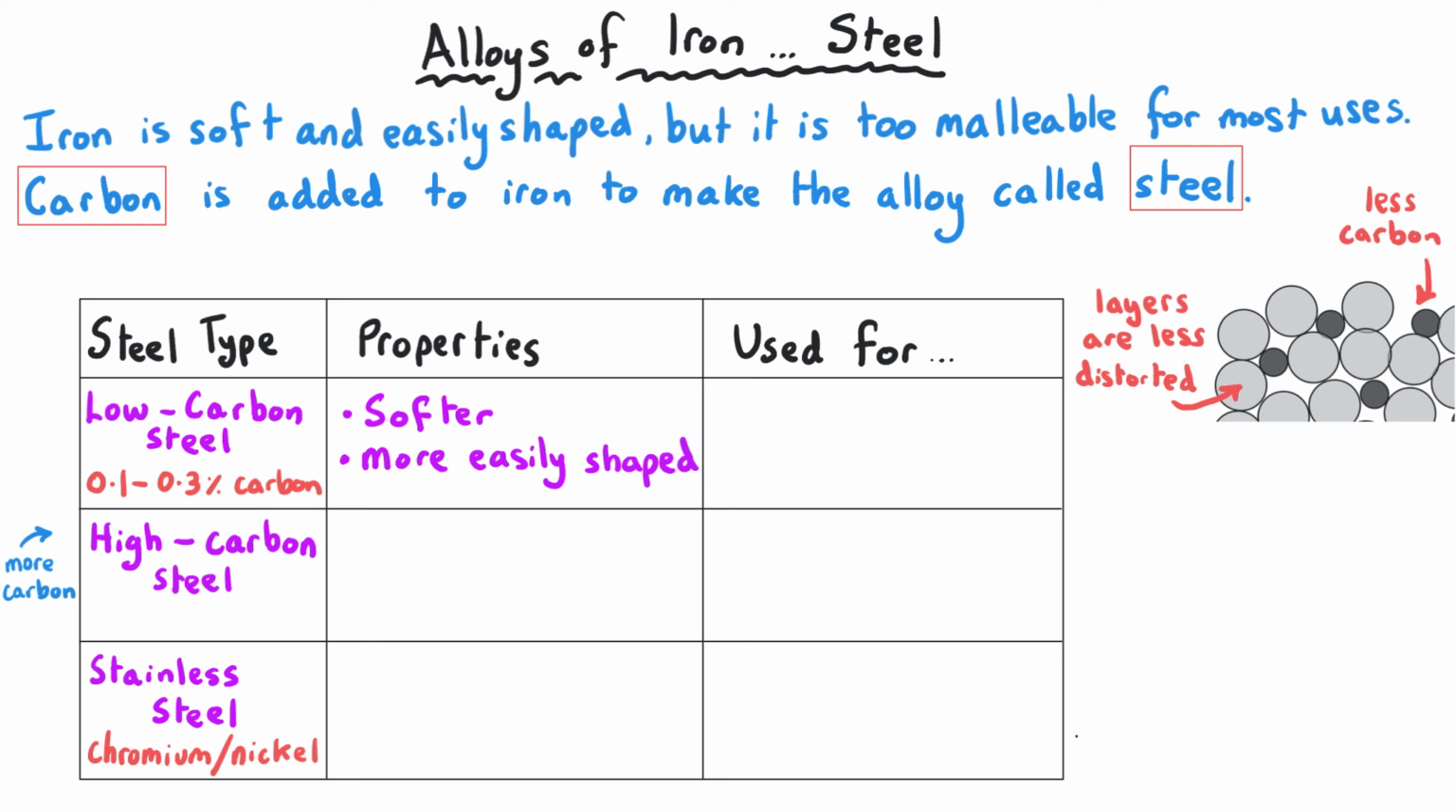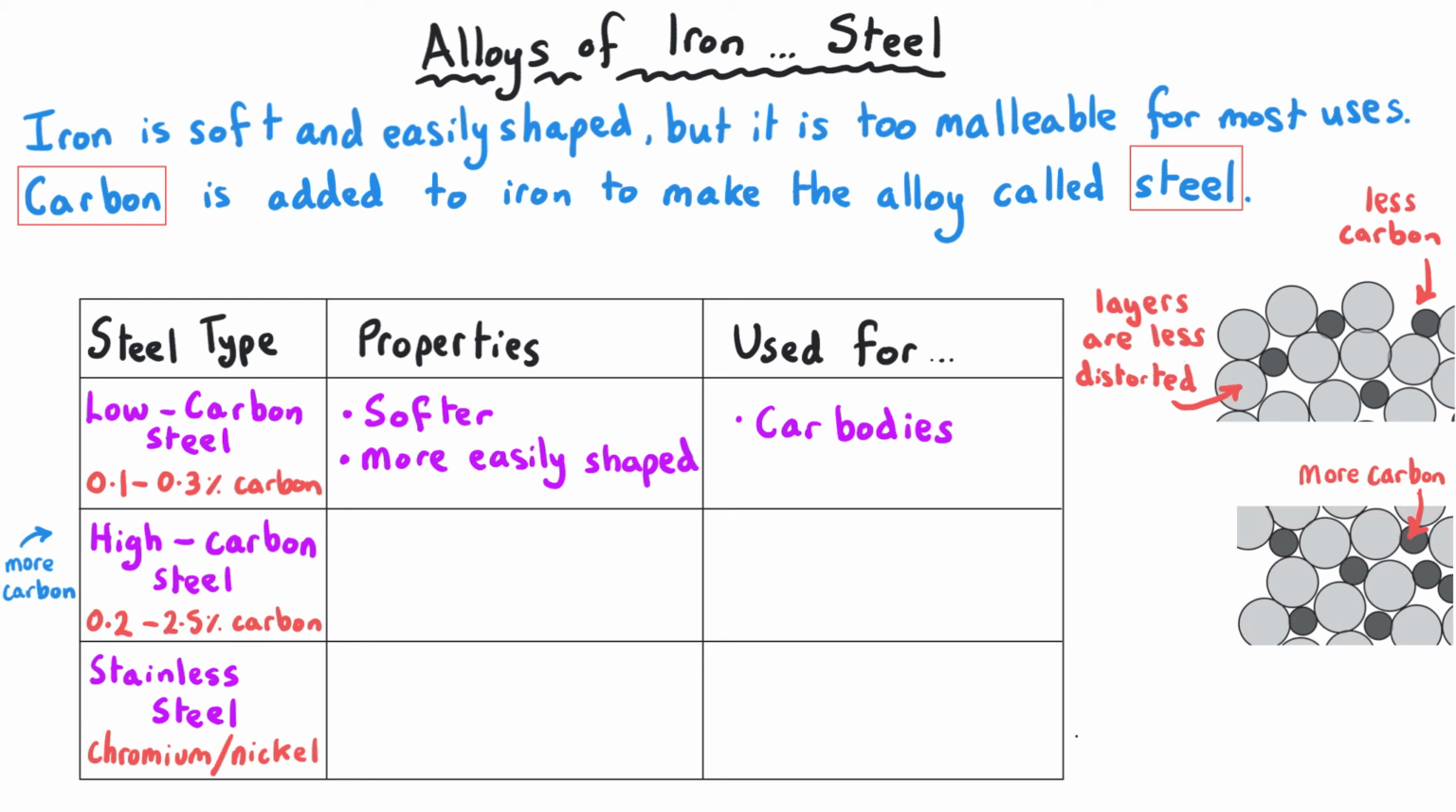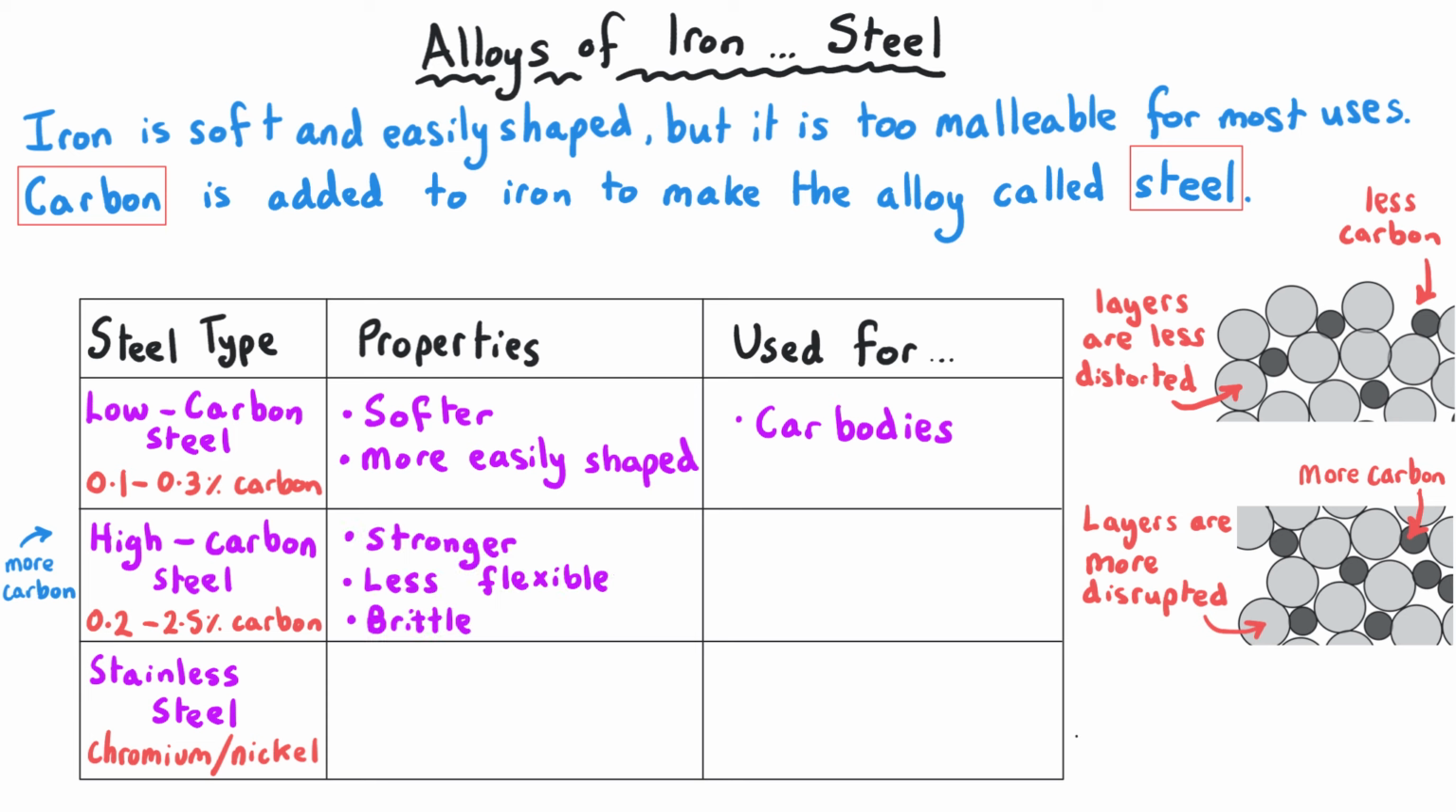And as a result of that, it's useful for things such as car bodies that need to have an intricate shape to them. High carbon steel has a greater proportion of carbon added to it, and as a result of that, the layered structure of the iron is more disrupted, and so that makes the steel far less flexible. You might refer to it as being brittle, in fact, it's inflexible, and it's also quite a lot stronger. And so we typically use high carbon steel for things that need to be very strong, such as bridges and knife blades and cutting tools.